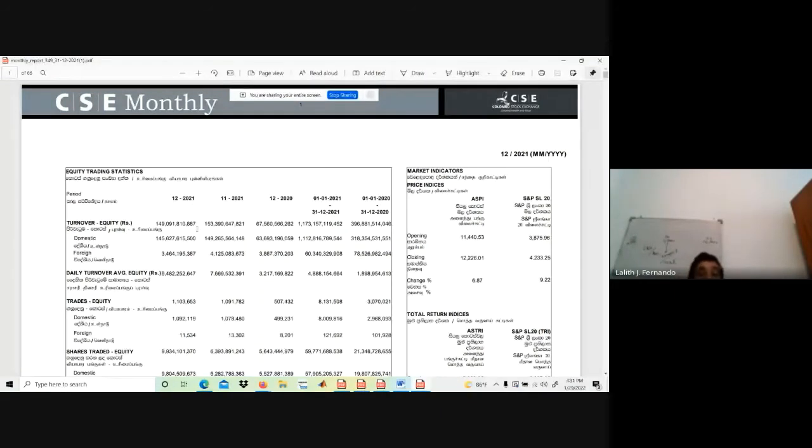That is why the volume has increased so much, because the government has been able to maintain the interest rates at a very low level, and with that they have been able to attract so many investors to the stock market. That is why the turnover has gone up to that level. The turnover has more than doubled, almost tripled.